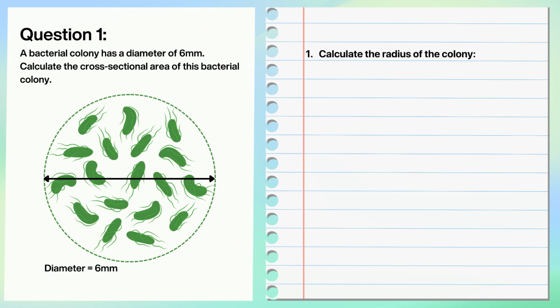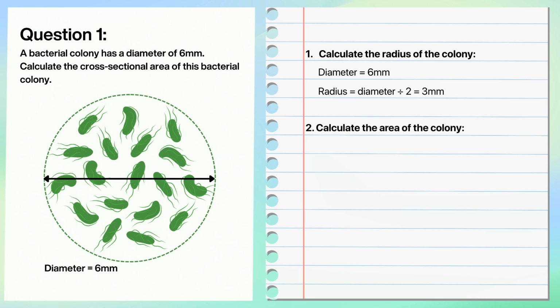Firstly, we need to calculate the radius of the colony. To do this, we must identify the diameter of the bacterial colony. This is given in the question as 6 millimeters. Now, we can calculate the radius by dividing the diameter by 2, which gives us 3 millimeters.